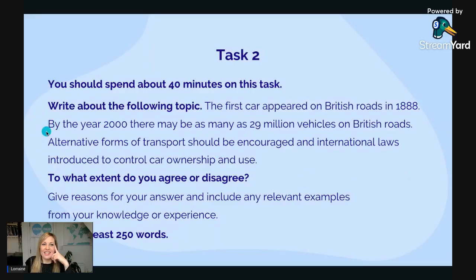As you can see here, this official question has obviously been written a long time ago, before the year 2000, because it's talking about it: by the year 2000, there may be as many as. So it's looking at the year 2000 in the future. This is just a standard question. Obviously, now the timing is different, but the structure and the things I'll teach you today will be the same.